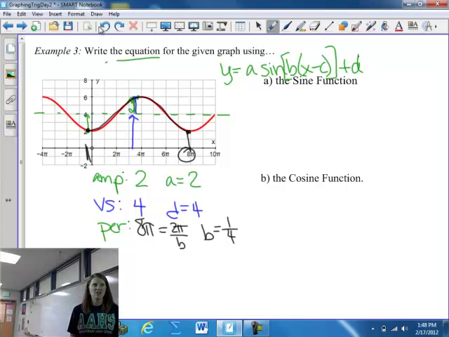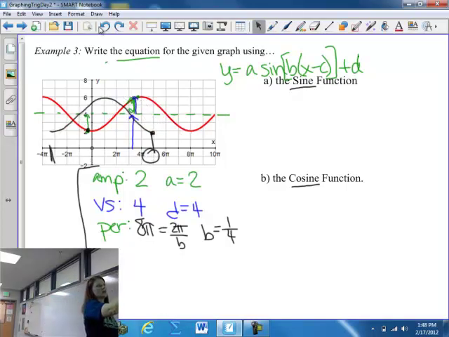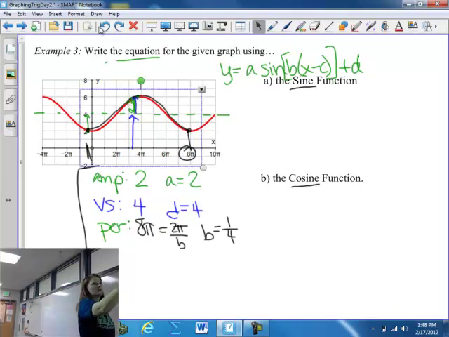Now notice that the question asks for the sine function and the cosine function. None of this information changes for sine and cosine. It's all the same for both of them. The only thing that changes between a sine and a cosine is where we look at this curve. It looks like a cosine right now, but can I get rid of that? Yeah, just highlight it.